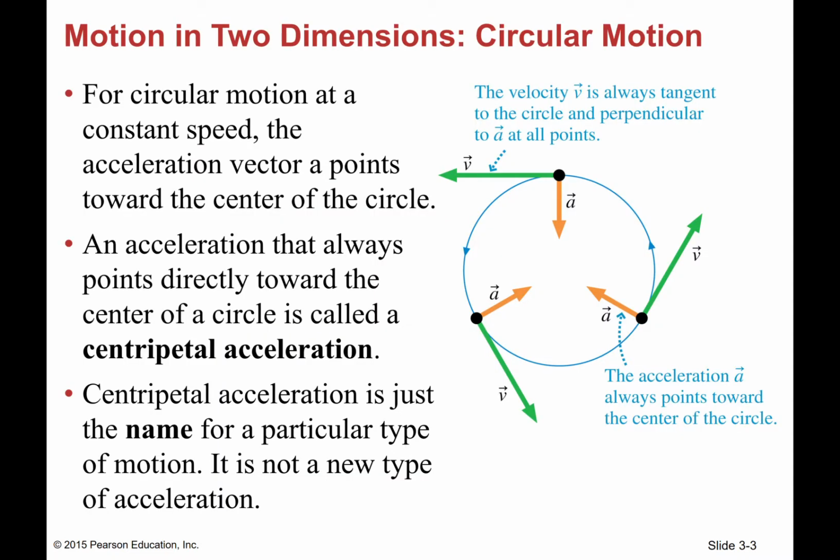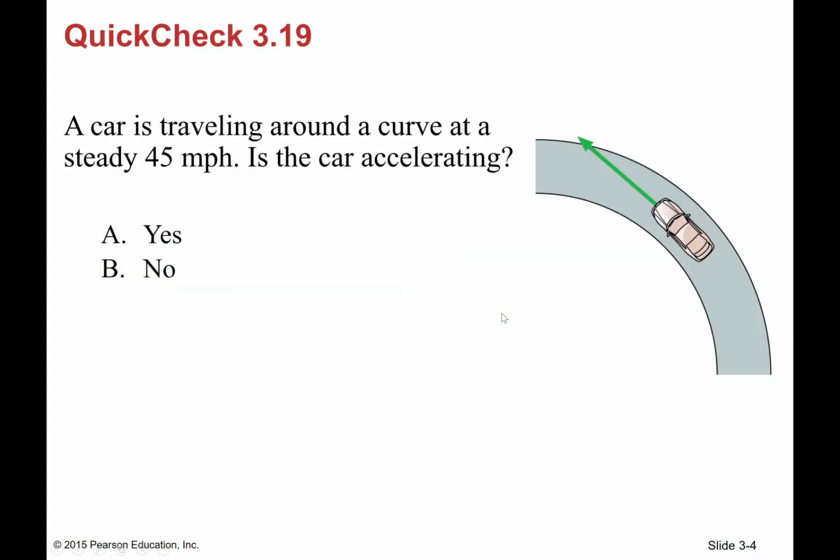So let's look at a more descriptive way here. We have the circle, an object moving in a circle here. We have velocity vectors. They always have the same magnitude. The direction of the velocity vector is changing, and the acceleration that causes that change in the direction of the velocity vector always points towards the center of the circle. We call this acceleration centripetal acceleration.